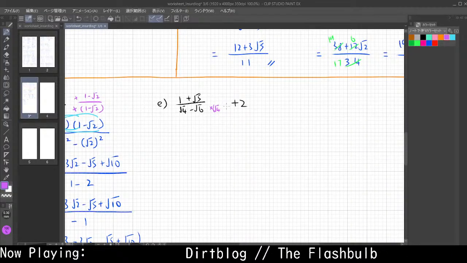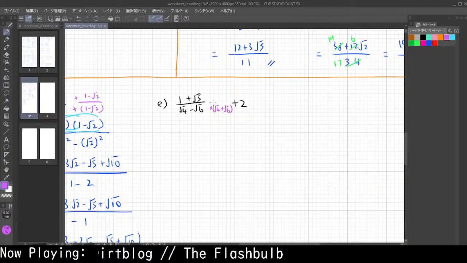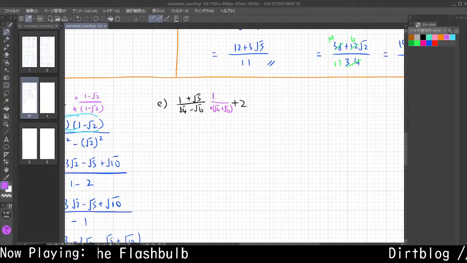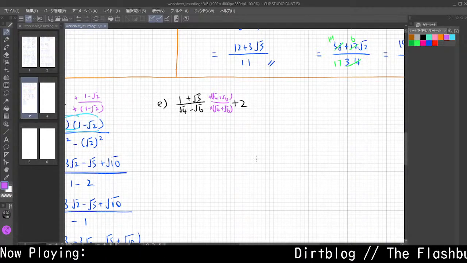So your bottom will multiply with the positive counterpart, a positive complement, so plus square root 4 plus square root 6. And then your top will multiply the exact same thing, square root 4 plus square root 6.